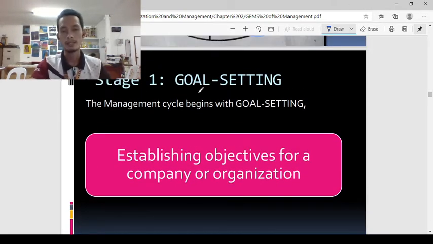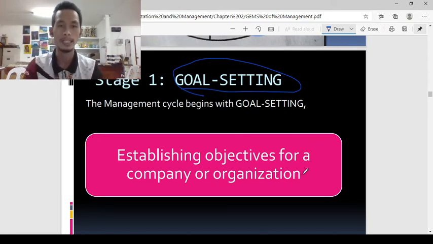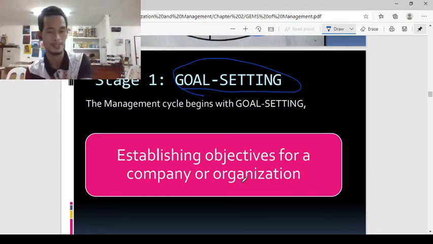Stage 1. Stage 1 is all about goal setting. The management cycle begins with goal setting. It's all about establishing objectives for a company or organization. It all started with establishing objectives, goals and objectives, as well as plans, di ba, for the organization.